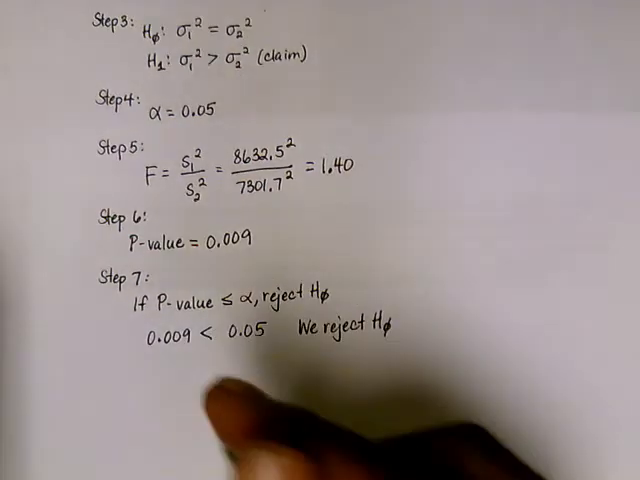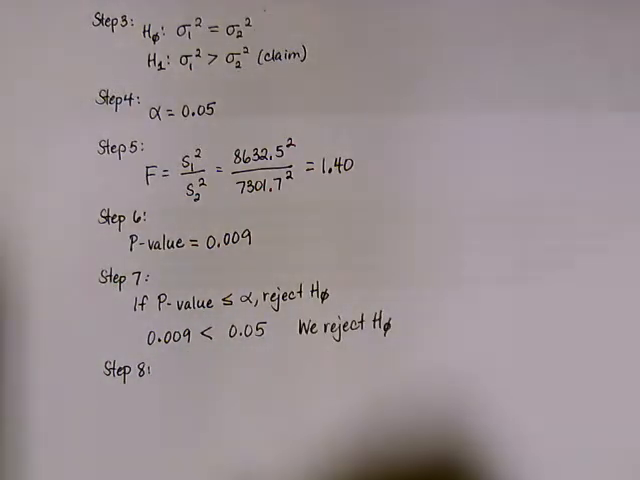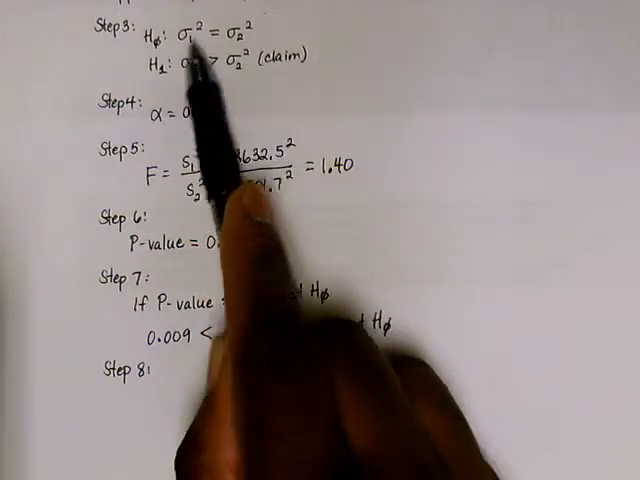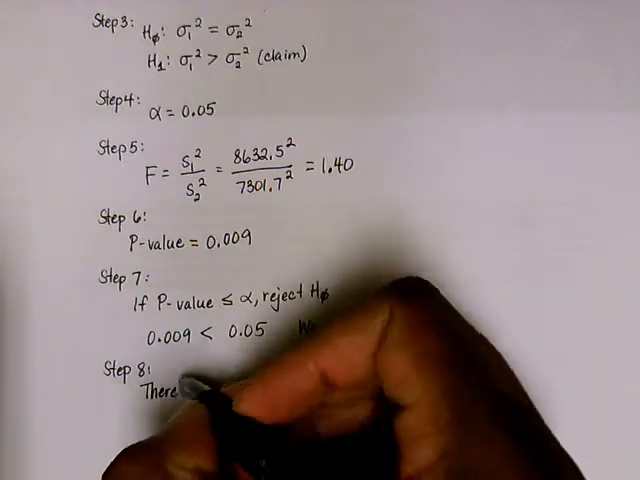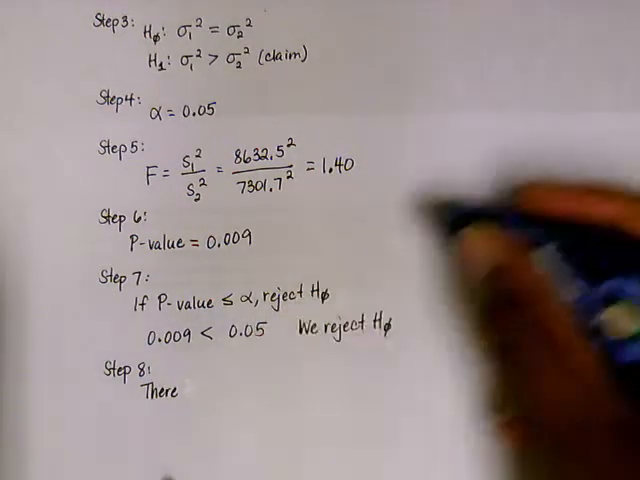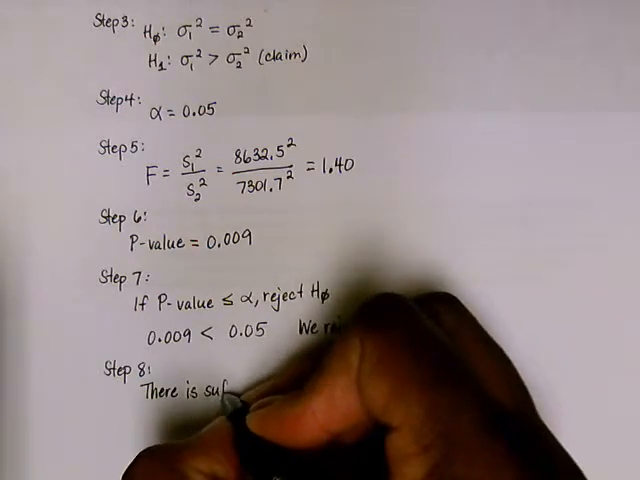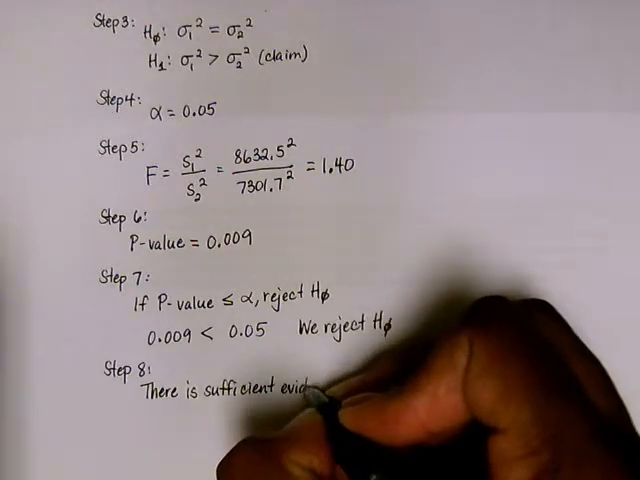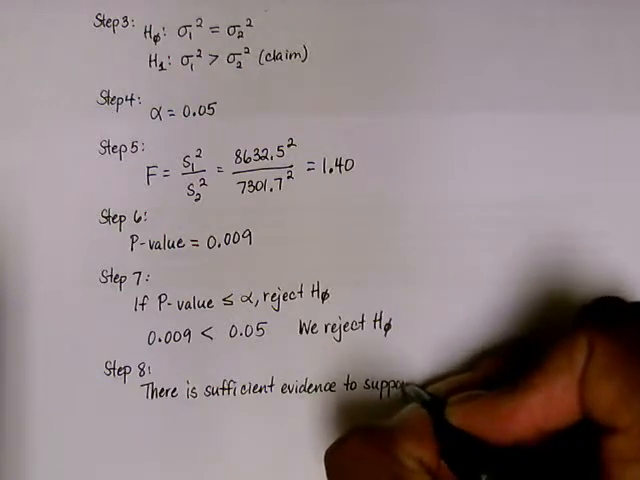And then step number 8 is writing the conclusion statement using simple non-technical terms. Here the claim was the alternative hypothesis and we rejected this null. So here we can say that there is sufficient evidence to support the claim.